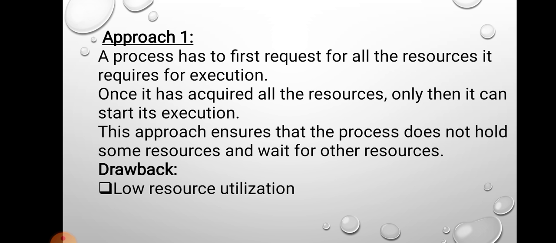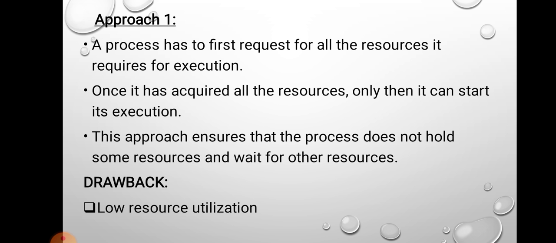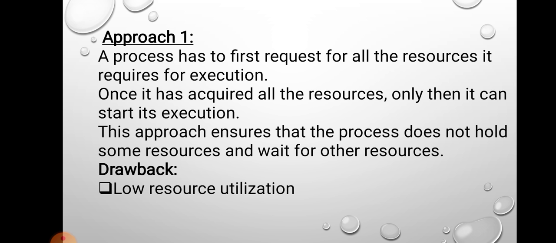In the second approach, I have written approach 1 here again by mistake, but it is approach 2. In the second approach, we allow a process to request resources only when it has none. It means a process first requests all the resources it requires for execution, and is allowed to request resources only when it has none.